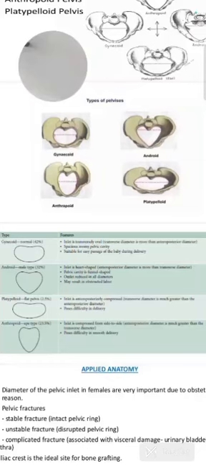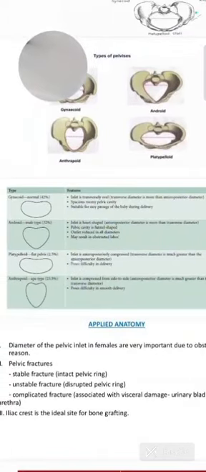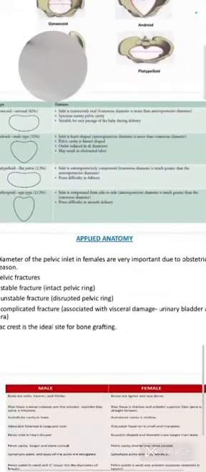And the last one is anthropoid, 23.5%. Now this is compressed from side to side. Anterior-posterior diameter is much greater than the transverse diameter. And this type is difficult for smooth delivery. So these are the types of female pelvis: gynecoid, android, anthropoid, and platypelloid.